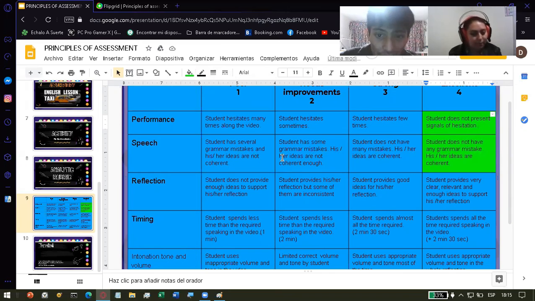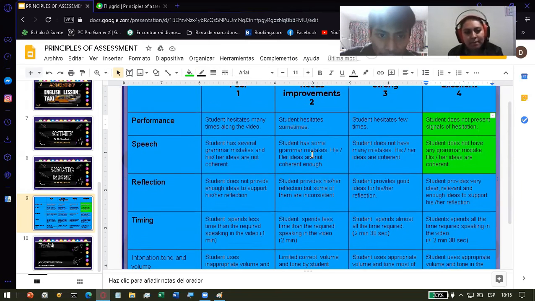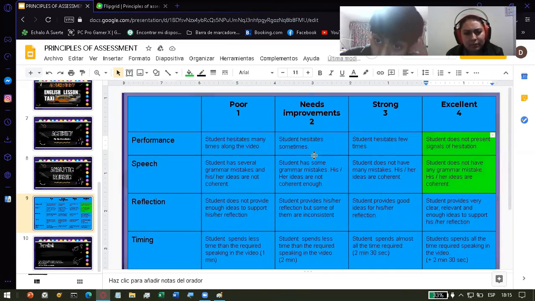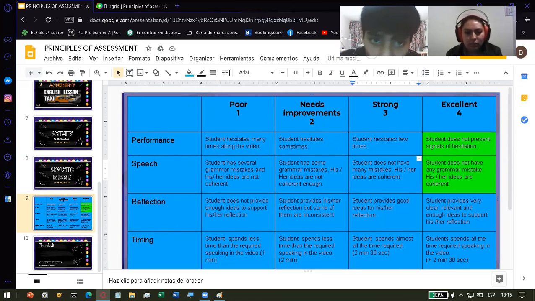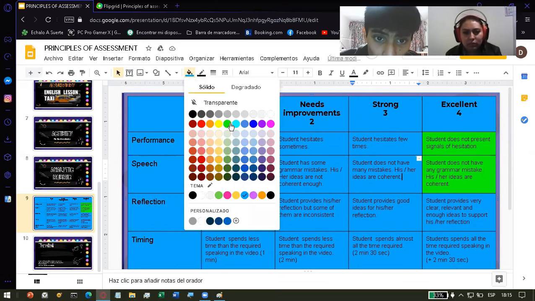For the second one, which is speech, as you can see in the rubric, I think that you can improve some aspects of your speech, but in general terms, it's really good. In this opportunity, I will set you a 3.